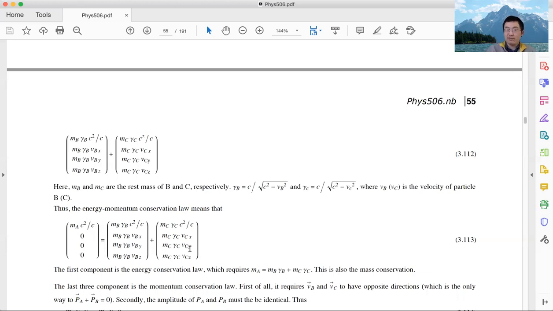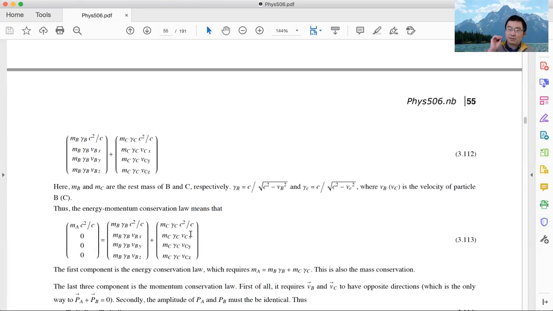I want to highlight one fact here. This energy and momentum conservation law also satisfies this vector equals vector structure. On the left-hand side, I have a 4-dimensional energy-momentum vector. On the right-hand side, I have a vector added to another vector, and a vector added to a vector is still a vector. So I do have a 4D vector equals a 4D vector. This is very important because it means that if I have the energy and momentum conservation law in one reference frame, then I should have it in all reference frames.